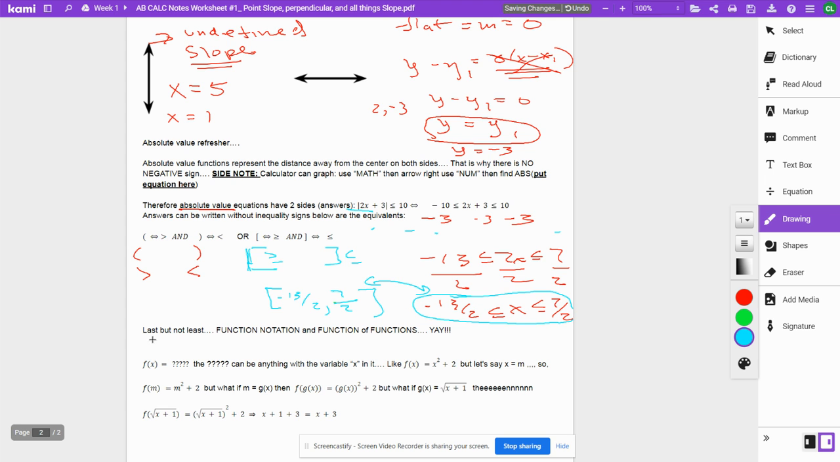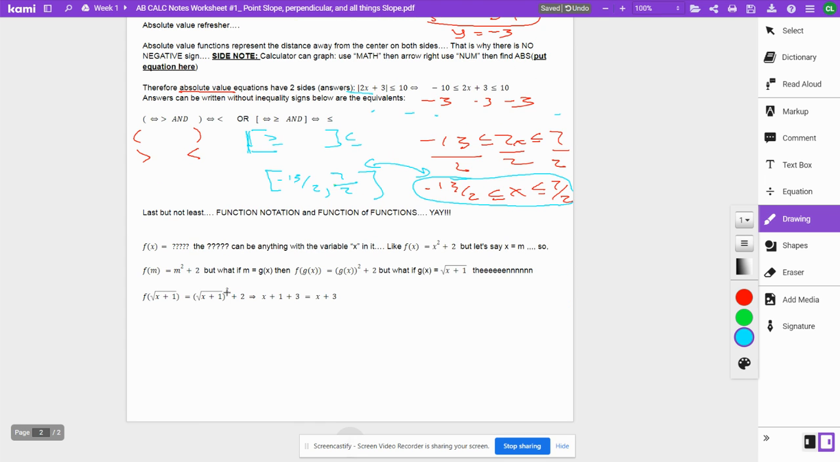All right, guys. Last little piece here. We talked about this again for our opener, but let's just talk about function notation because it's going to be a big part of our daily lives. So remember, f of x, the question marks can be anything with the variable x in it. That's why the x is right there.